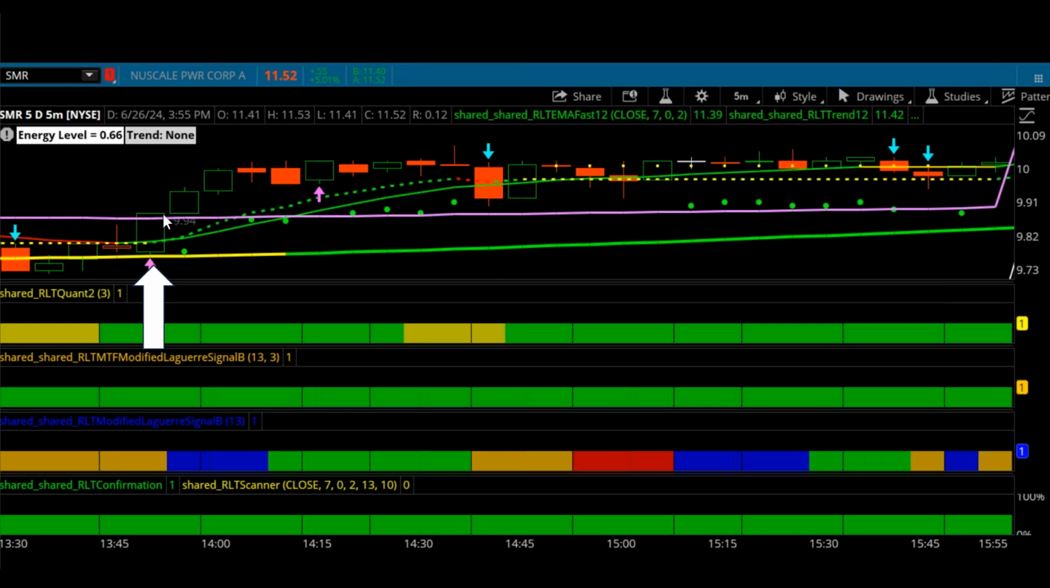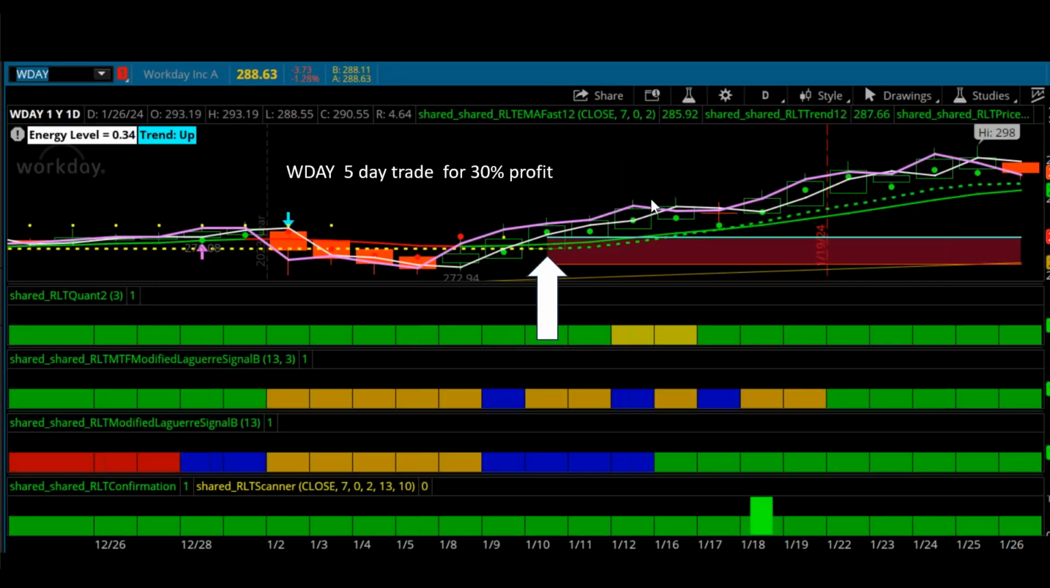I used the compass system to tell me when to get into the trade, and I used it on the daily chart to let me know whether I should actually be taking the trade or not. All right, we'll cover a few more things here. This is Workday. This was a 5-day trade. We get in, took a 30% profit.